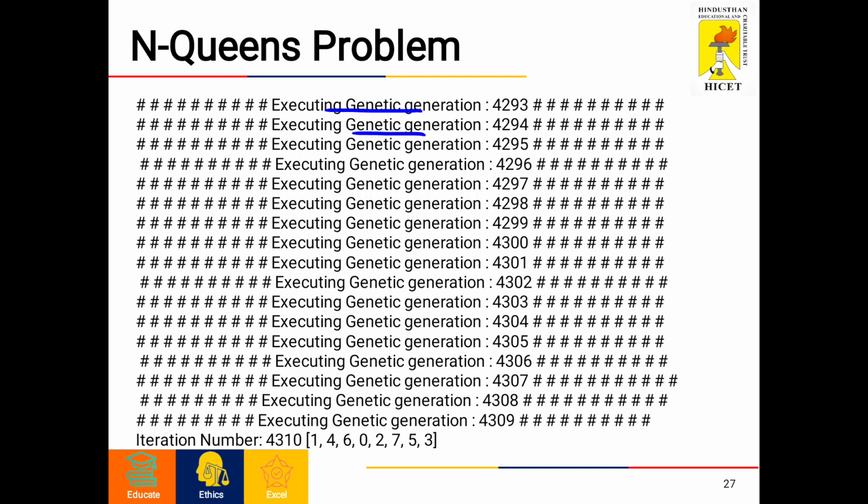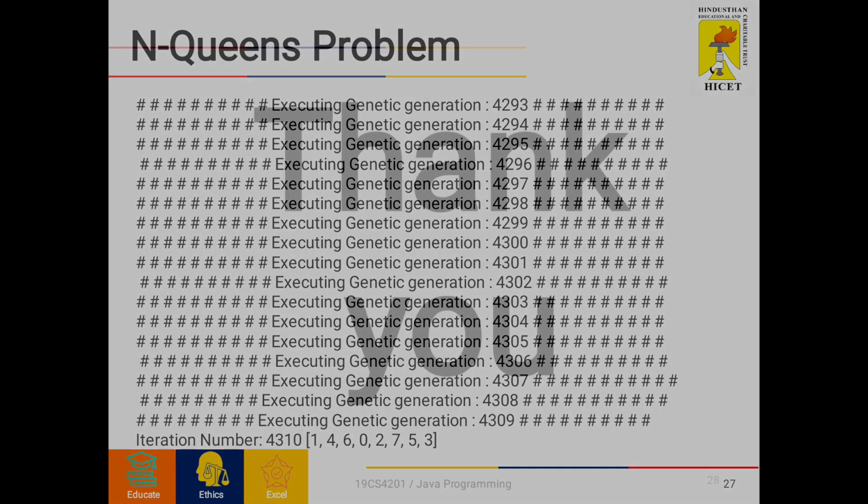This is the output, where in the 4310th iteration we got the optimal solution. When we place the queens in this position, none of the queens are in attacking positions. This is what we found using the genetic algorithm.